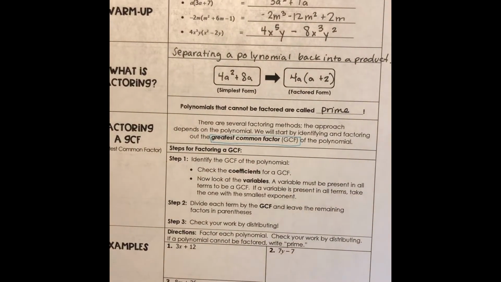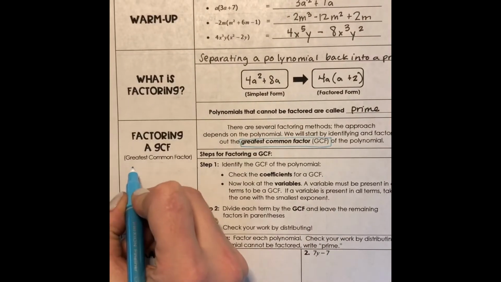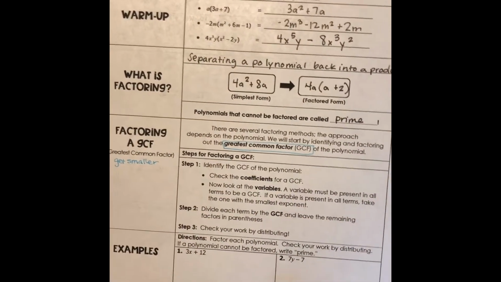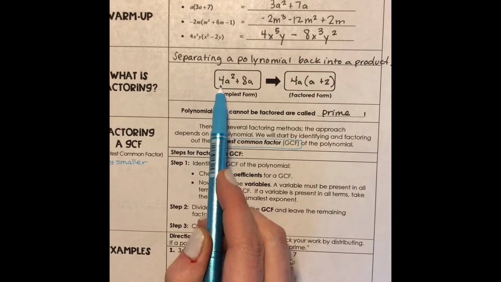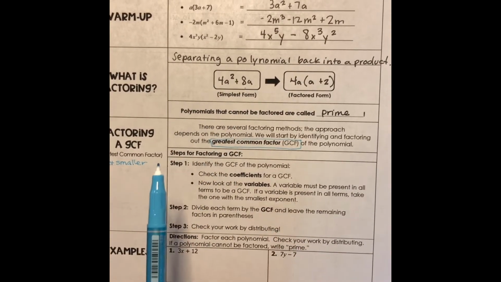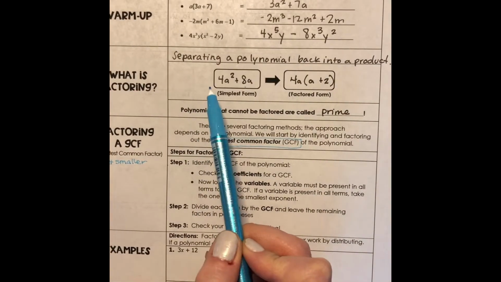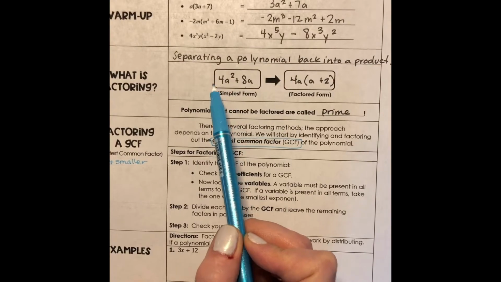Do not confuse your greatest common factor with least common multiple. Remember, factors are smaller numbers, so factors get smaller, and your least common multiple is going to get bigger. So multiples of 4 and 8 would be like 8, 16, 24, that kind of thing, where factors would just be numbers that make up both 4 and 8. So 2 can go into both 4 and 8, and 4 can go into both 4 and 8.